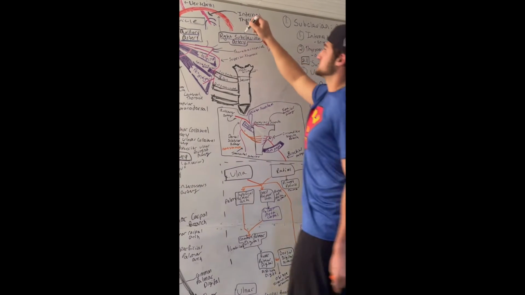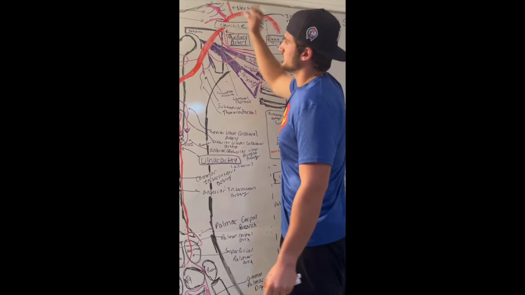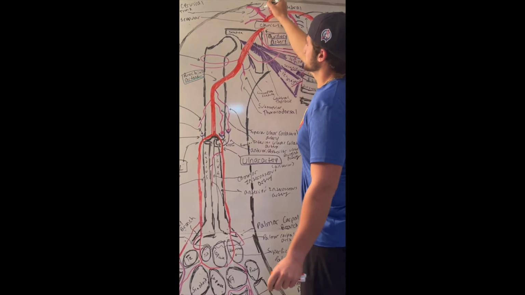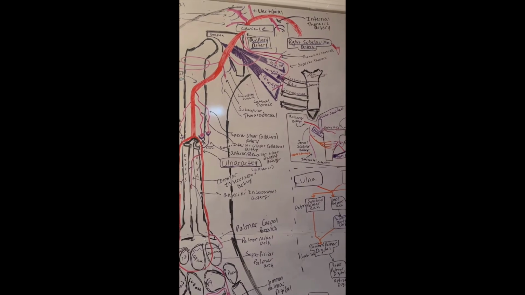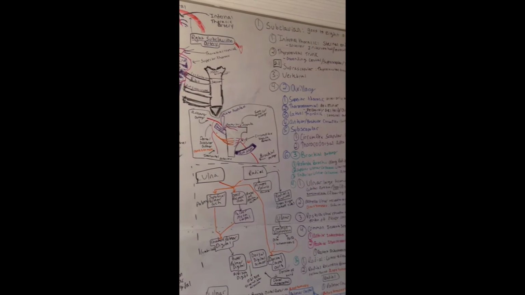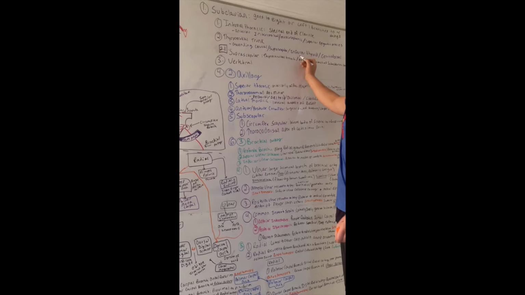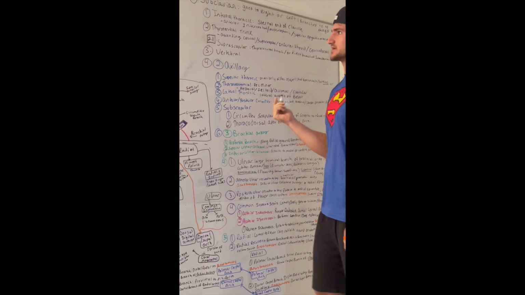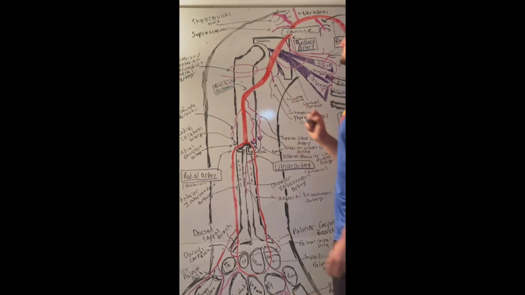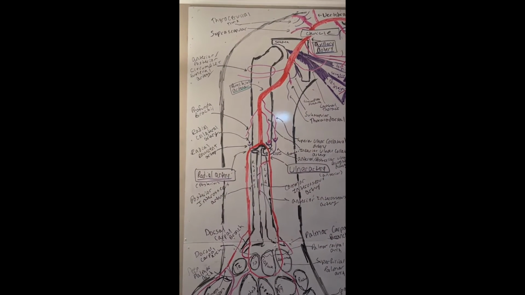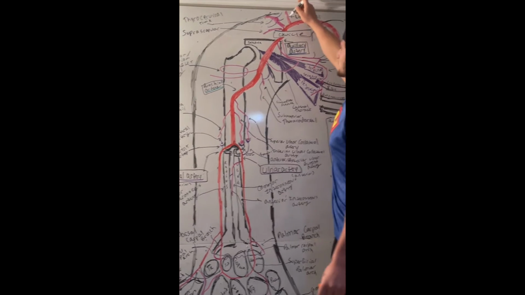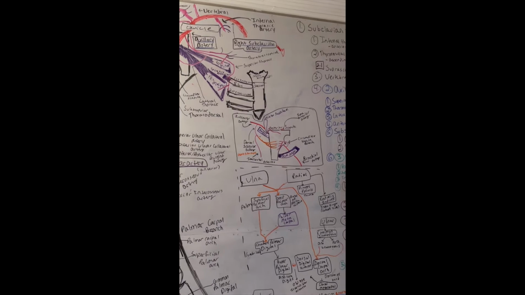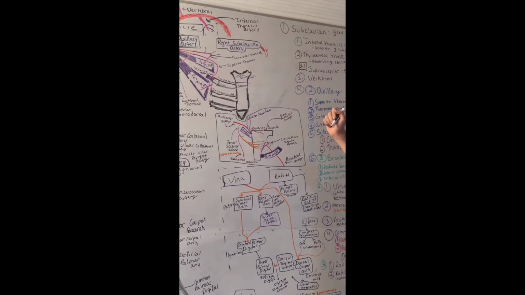The next branch of the right subclavian is over here. We have the thyrocervical trunk. The thyrocervical trunk has 4 little arteries branching off of it too. What does it have? It has the ascending cervical, the suprascapular, the inferior thyroid, and the cervicodorsal. These 4 arteries branch off the thyrocervical trunk. Okay. Above the thyrocervical trunk is the vertebral artery, still branching off the right subclavian.